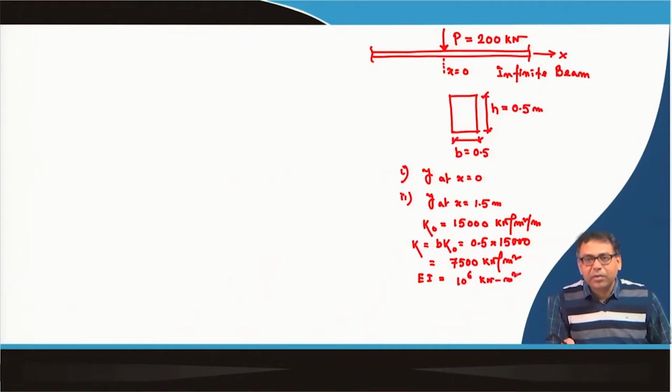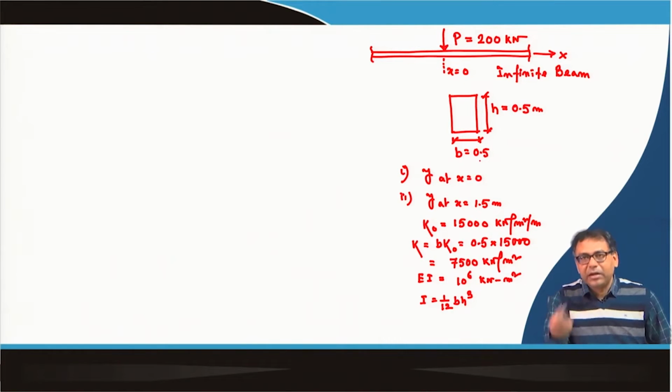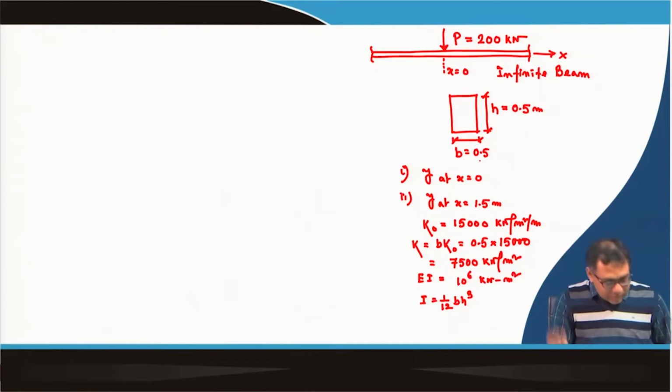In this particular problem the EI value is directly given, but in other cases only E will be given, that means the elastic modulus of the beam material, and you have to calculate I. You know that I is equal to 1 by 12 b h cube. Here you know the b value and the h value, so you will get I, and if you multiply I with E, you will get EI. So, that is another option. Now, these are the properties given.